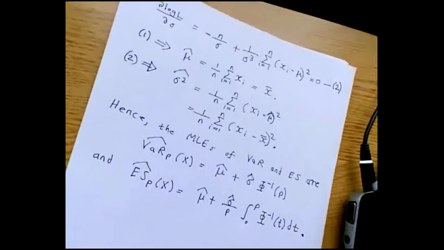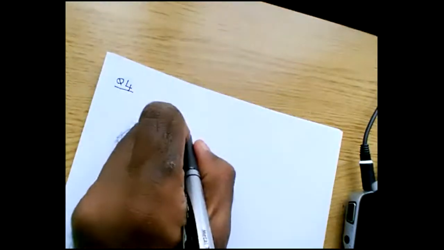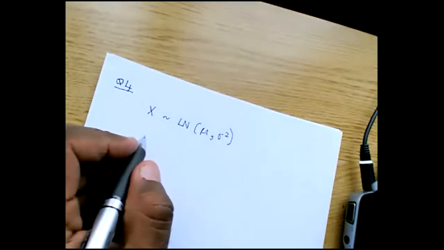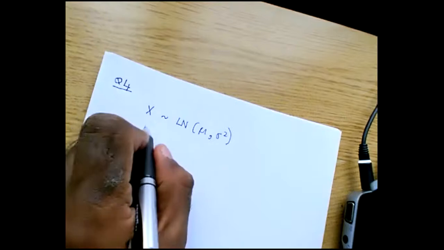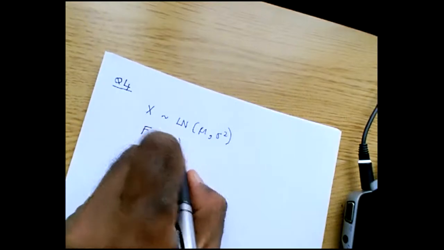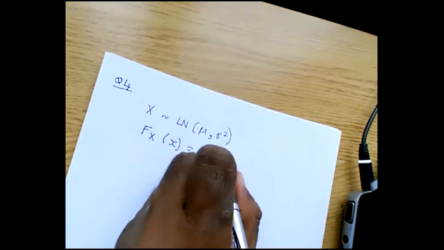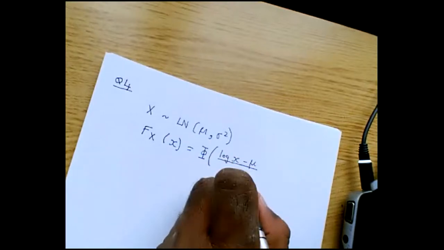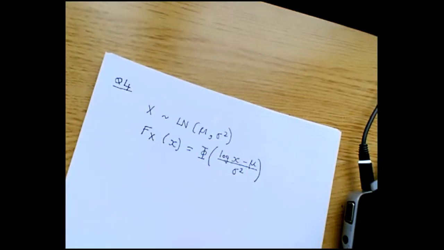All right. So let's go to question number 4. Question number 4 is about the log normal. You are told that X has a log normal distribution with parameters mu and sigma squared. And the CDF for the log normal, if you don't know, is given by this. This is the CDF for the log normal distribution.